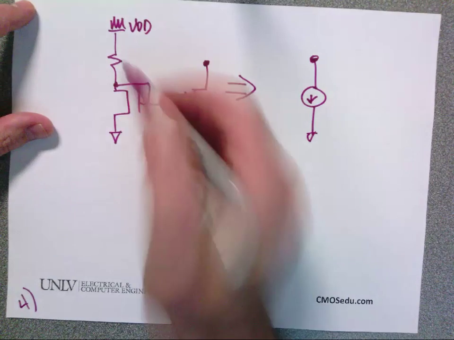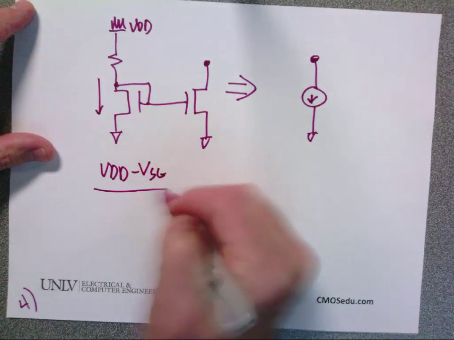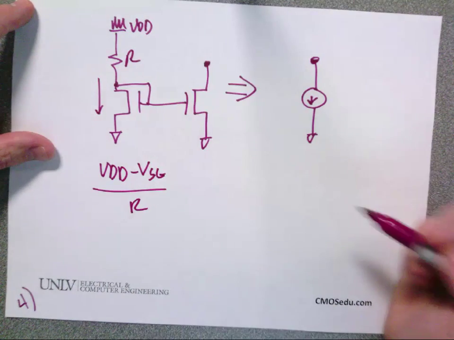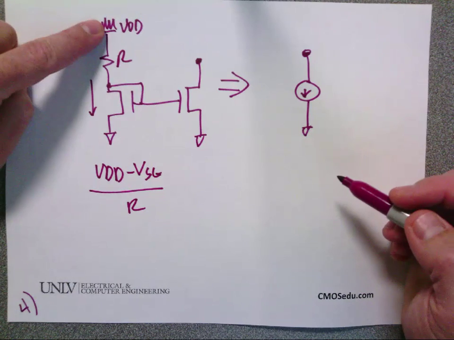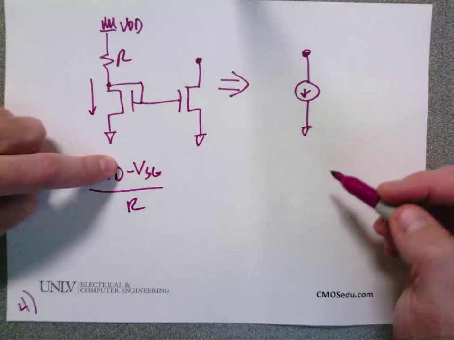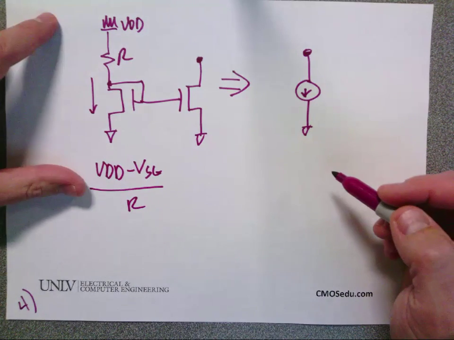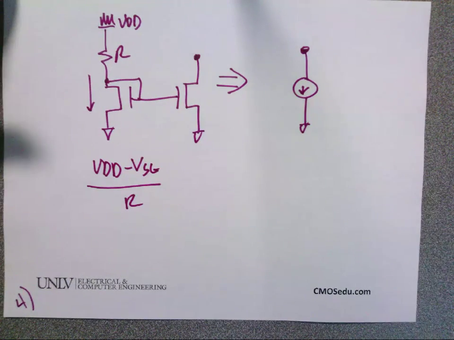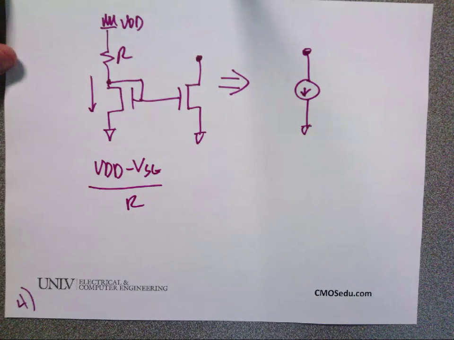The problem is, what happens if I start varying VDD? We know this current that flows through here is VDD minus VSG all over R. Is everybody all right with that? Well, if I vary VDD, what happens? The current's going to change. Well, that's not a constant current, is it? I don't want variations in VDD. I don't want to be listening on my cell phone and have the battery drop in voltage and it get quieter or not have as large a signal.